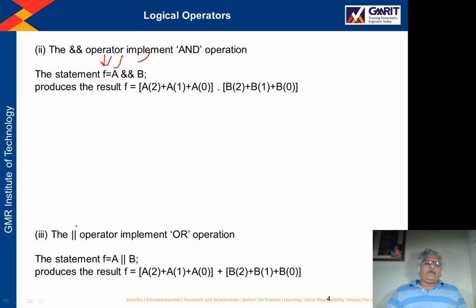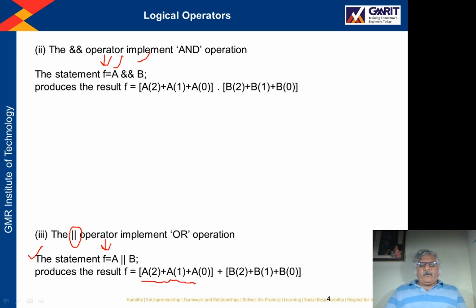Okay, we will see the double vertical bar. So single vertical bar is an example of a bitwise operator which performs the OR operation. Now this double bar also performs the OR operation, but it is different from the bitwise operator. How is it different? It has two operands. So we take this statement: F is equal to A double vertical bar B. So F is a scalar type, A and B are vector type. So what will it do?